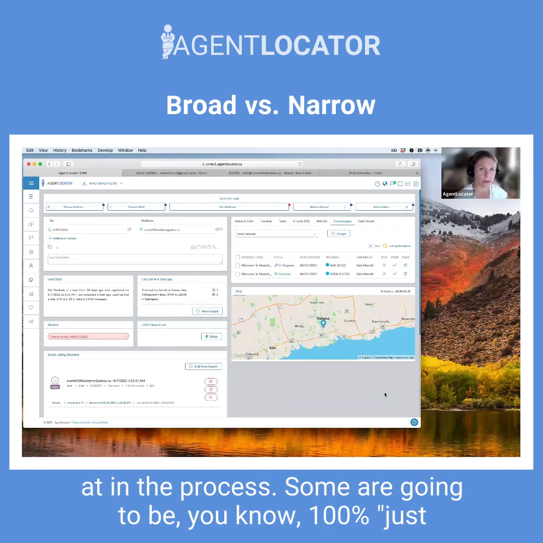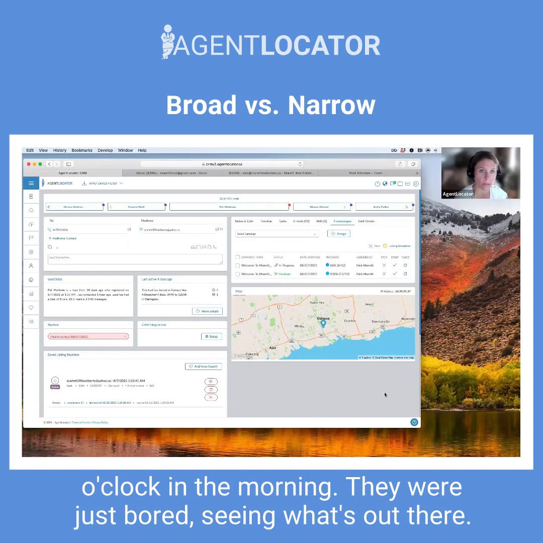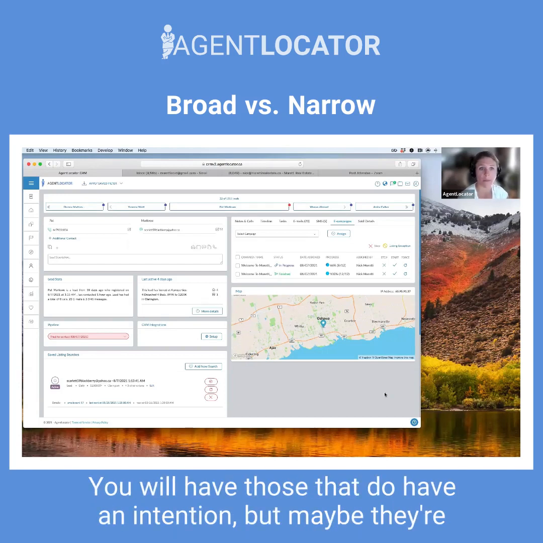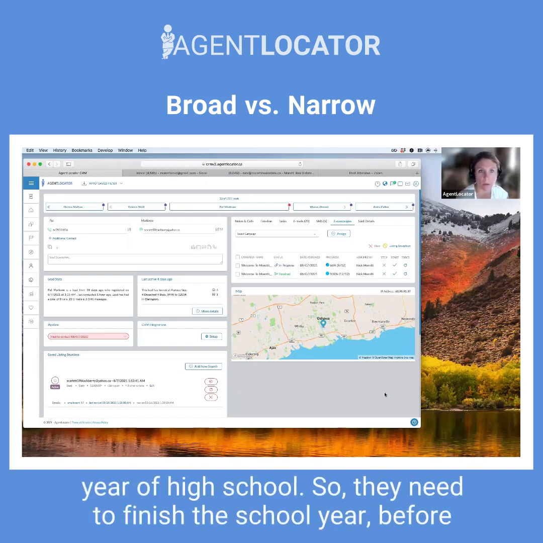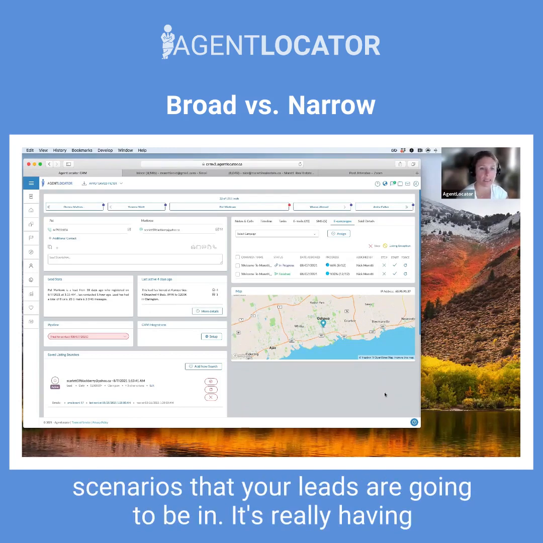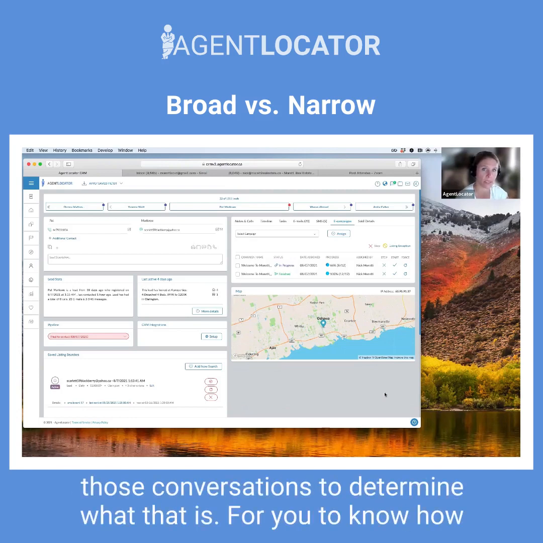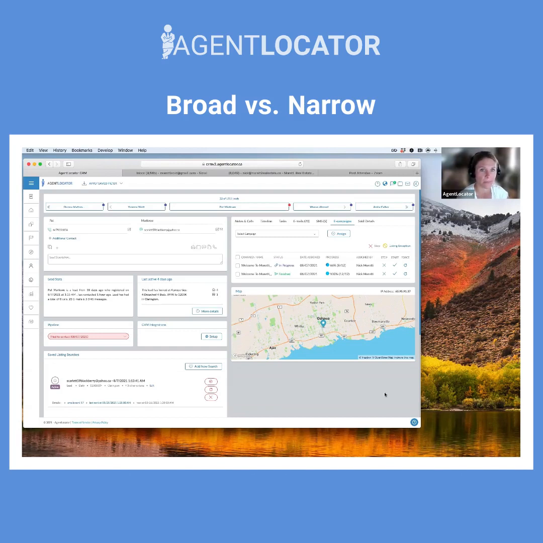Some are going to be 100% just looking. They had no intentions of moving there. It's like 2 o'clock in the morning, and they were just bored seeing what's out there. You will have those that do have an intention, but maybe they're waiting until next spring because their kids are in their last year of high school, so they need to finish the school year before they even consider moving. So there are all different scenarios that your leads are going to be in. It's really about having those conversations to determine what that is, so you know how to follow up, educate and guide them through that process. Yeah, I agree. Thank you.